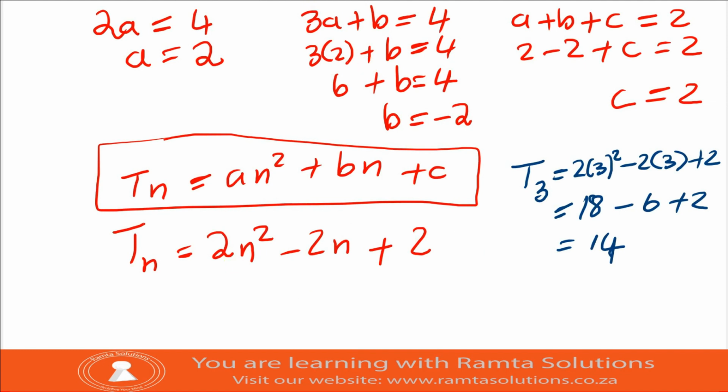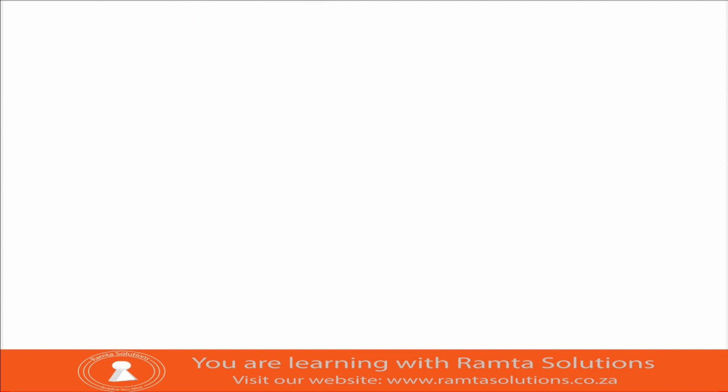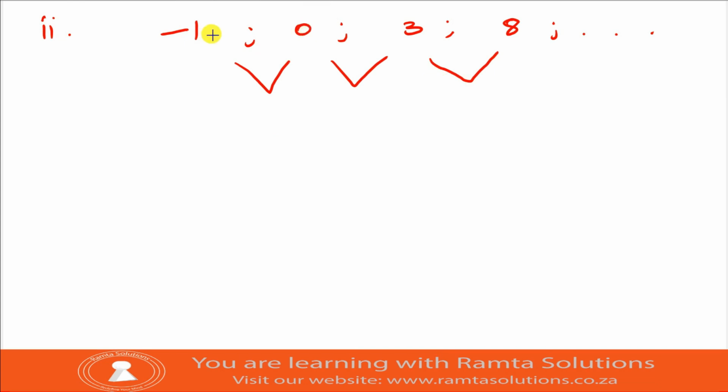Now, let's try the last one. So we have, let's see, we have number 2. We have negative 1, 0, 3, 8, and so forth. Right? So I will still say 1 minus negative 1 is 2... 1 minus negative 1 is 1. 3 minus 0 is 3. 8 minus 3 is 5. Now this difference is not common, therefore it is not an arithmetic sequence. I'm going to move on.